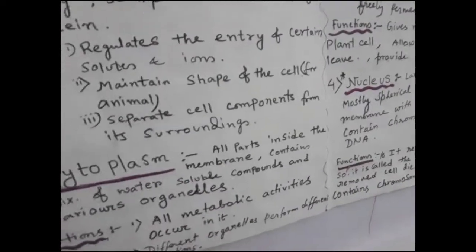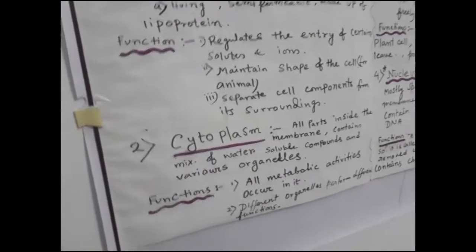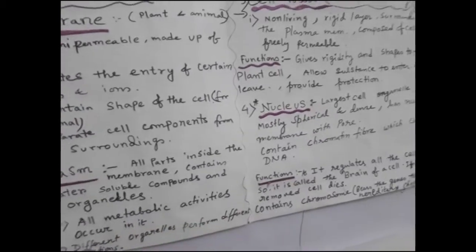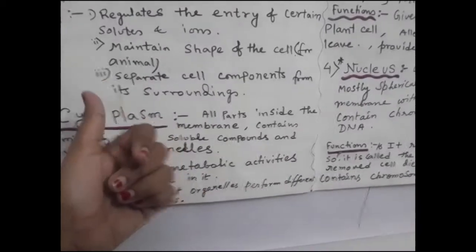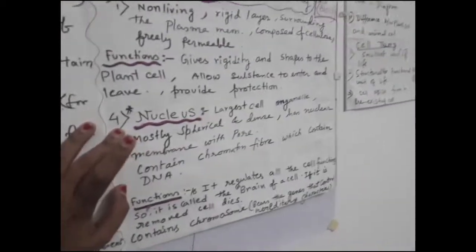Okay, it contains a mixture of water-soluble components and various organelles, which we already know. What is the function? All the metabolic activity occurs in it through these organelles. All the metabolic activities are done, and different organelles perform different functions. The functions of the organelles are also the function of the cytoplasm. And then the point comes for the nucleus. It is the largest cell organelle. So, the cytoplasm has different cell organelles.